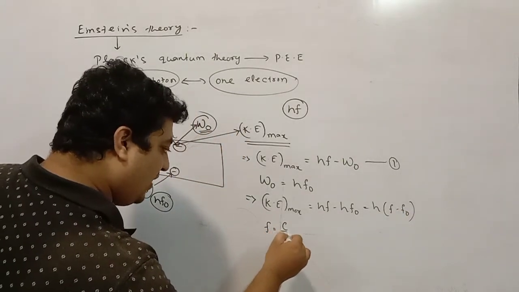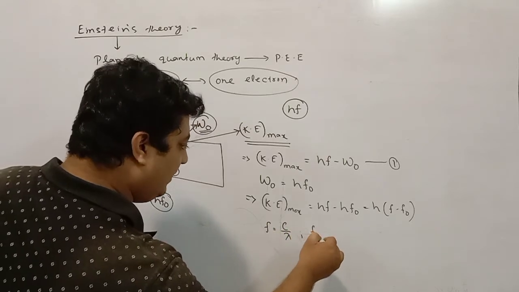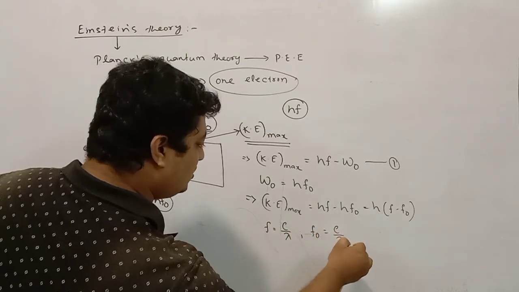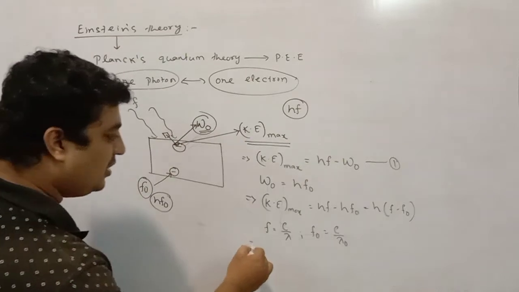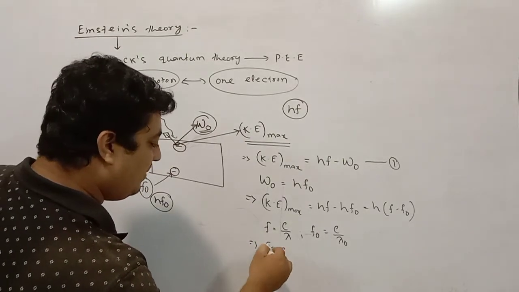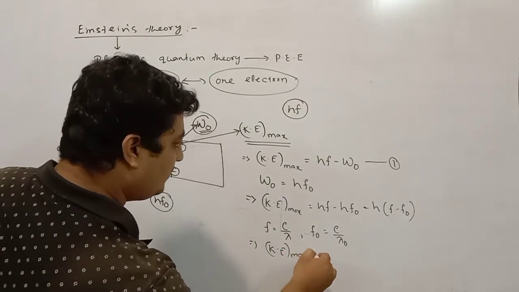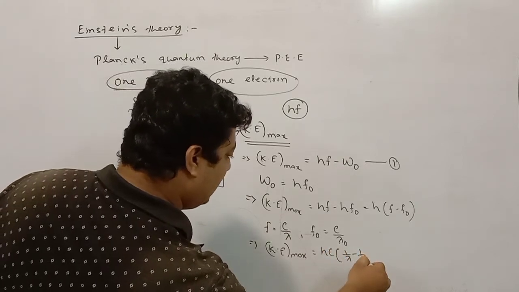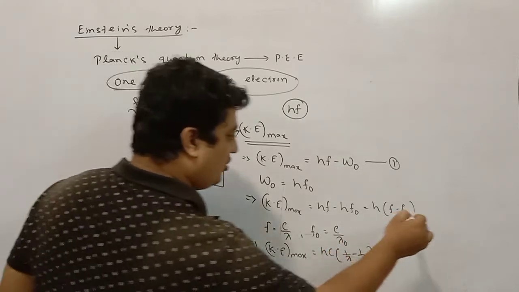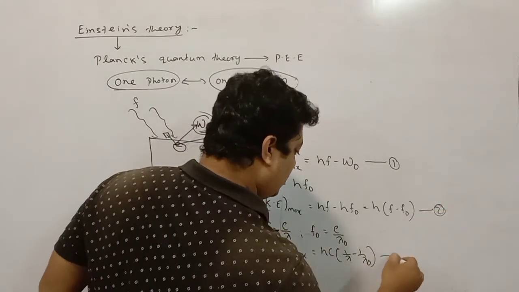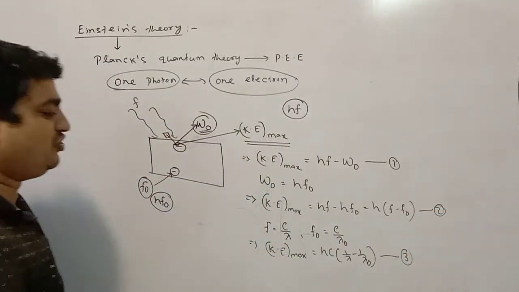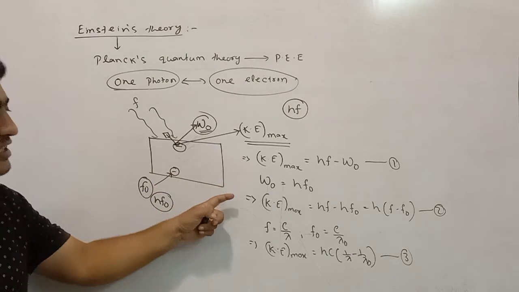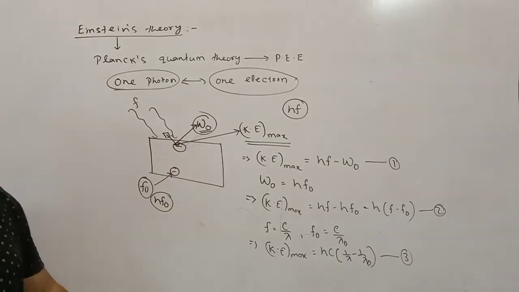Now f equals c by lambda, f0 equals c by lambda0. So K max becomes hc times 1 by lambda minus 1 by lambda0. This is equation 2, this is equation 3. Now equations 1, 2 and 3 are Einstein's photoelectric equations.